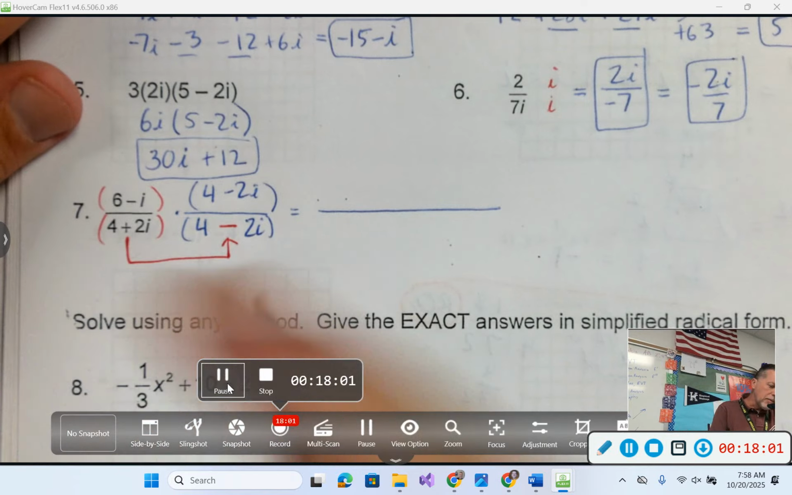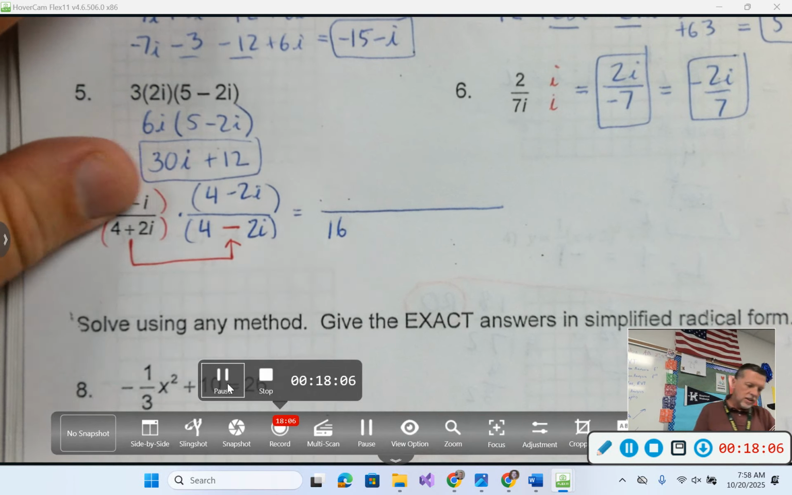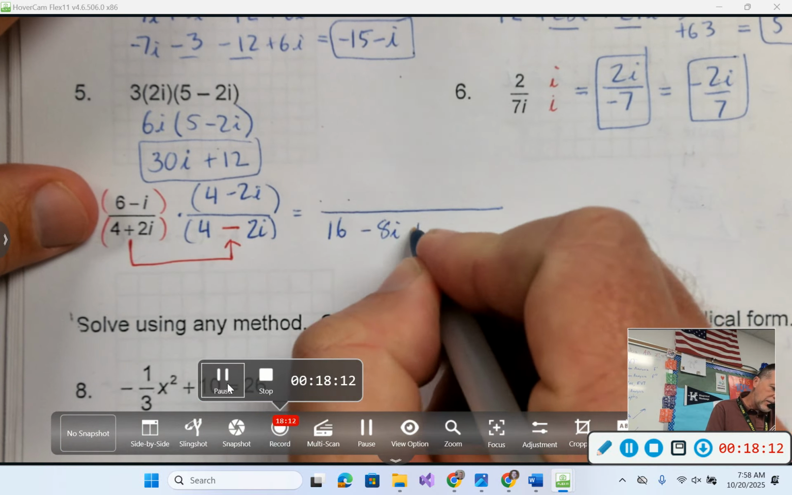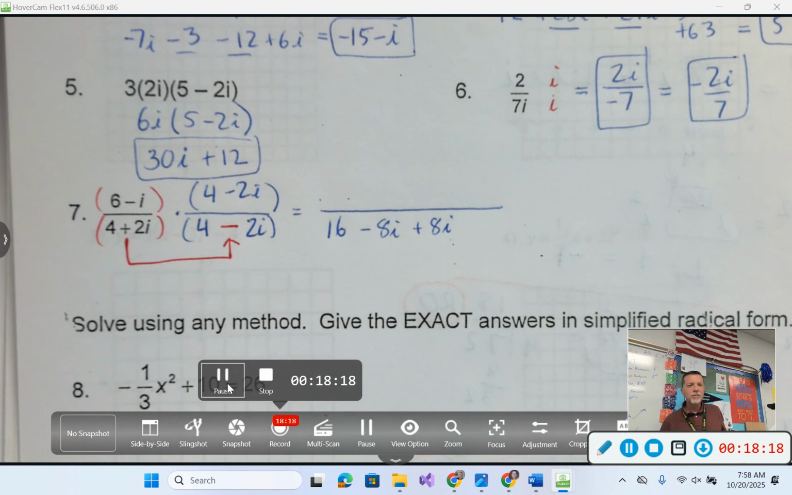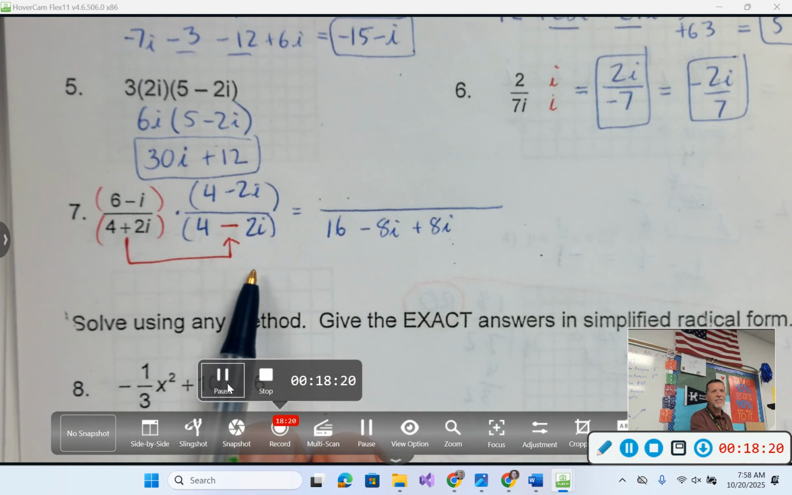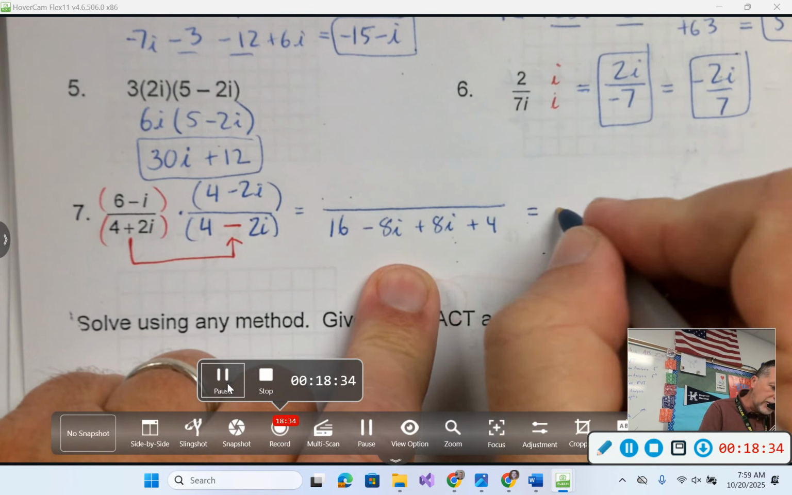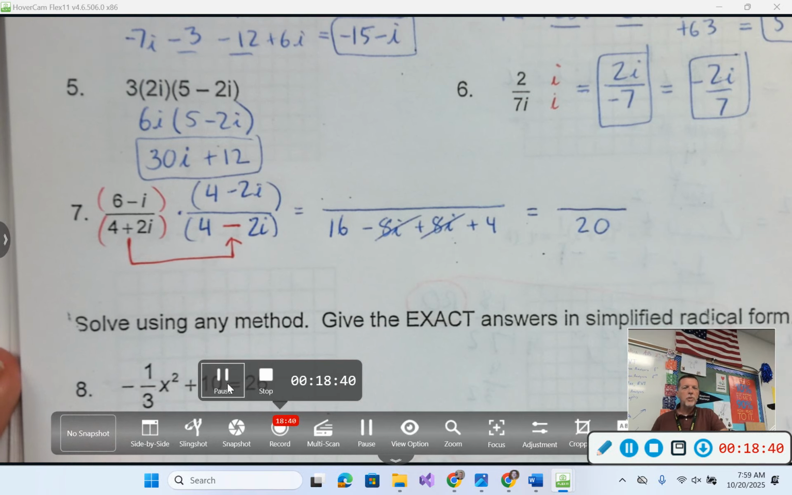So let's FOIL the bottom first and make sure that happened, because then we'll feel good about being on the right track here. So 16 minus 8i plus 8i. Then how about that? The L of FOIL. 2i times negative 2i is negative 4i squared, which is the same thing as plus 4. So sure enough, our i's went away, which means we probably did that correctly.